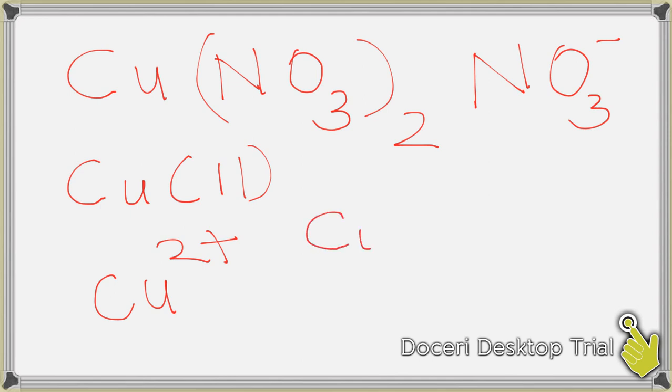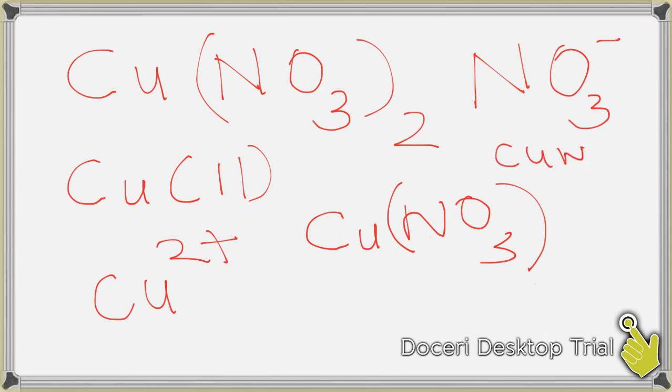So you write copper, NO3, and then you exchange the charges. The nitrate charge goes under copper, and the copper charge goes under nitrate. But nitrate's is 1, and usually you don't put 1. The copper charge belongs to the whole nitrate, so you write a parenthesis and then put 2. So this is how you write copper nitrate.